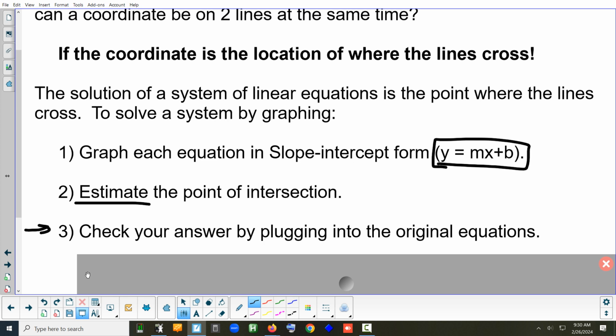How many original equations are we always going to have? 2. When you plug your answers back in, which one of the equations does it have to work in? The top one or the bottom one? Both. Has to work in both. Exactly. Good.